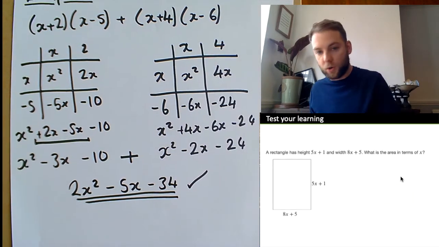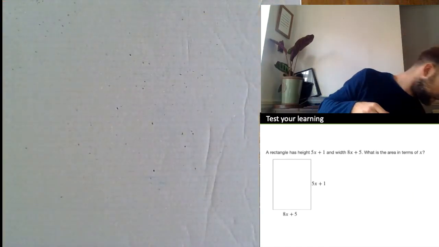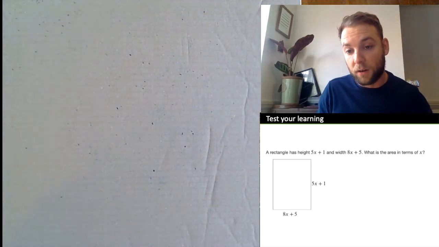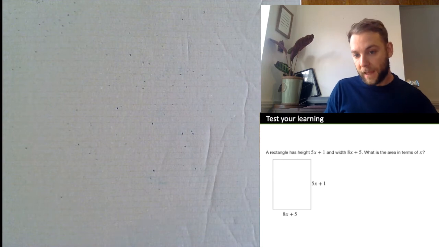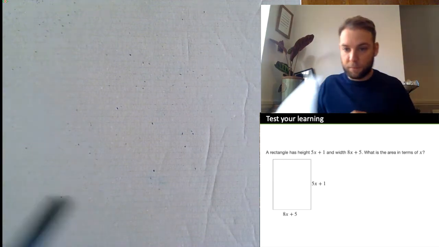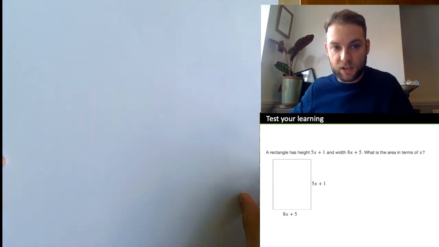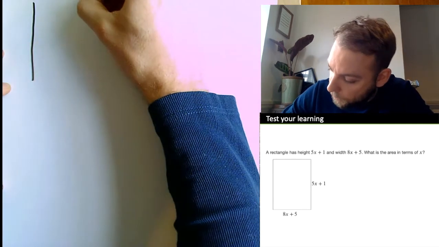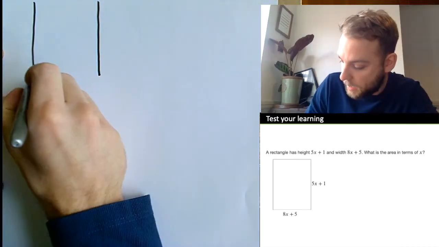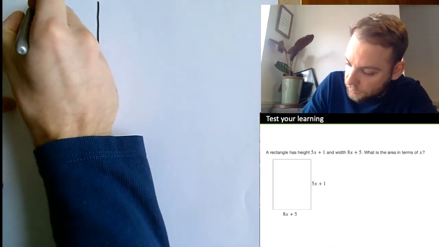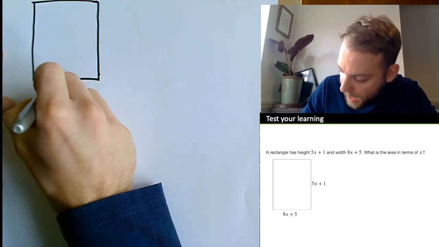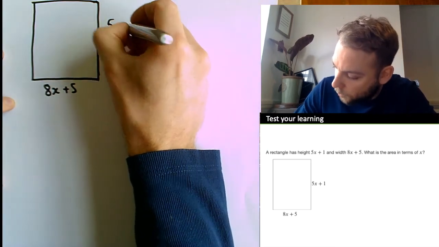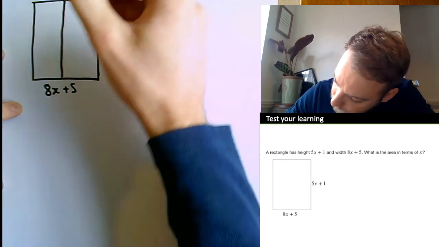There is one more. Now, sometimes they do ask it as kind of an area question. So, the rectangle here has a height of 5x plus 1 and a width of 8x plus 5. What is the area in terms of x? Now, this is just exactly the same. They've just given you the box, or given you the rectangle, should I say. So 8x plus 5, 5x plus 1.